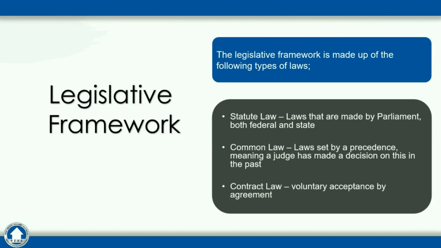The legislative framework. The legislative framework is made up of the following types of laws. So we have our statute laws. These are laws that are made by Parliament at both the federal and state level. And basically they're written laws that state what you can and cannot do and need to be followed.